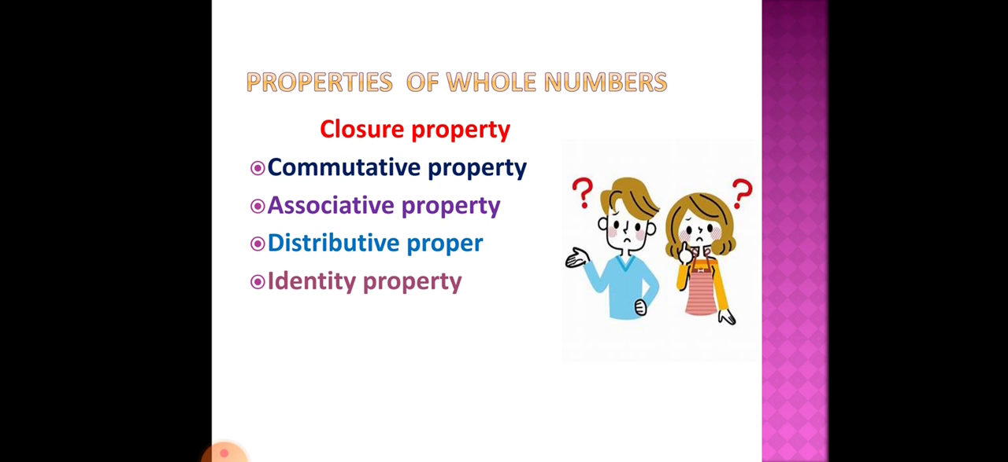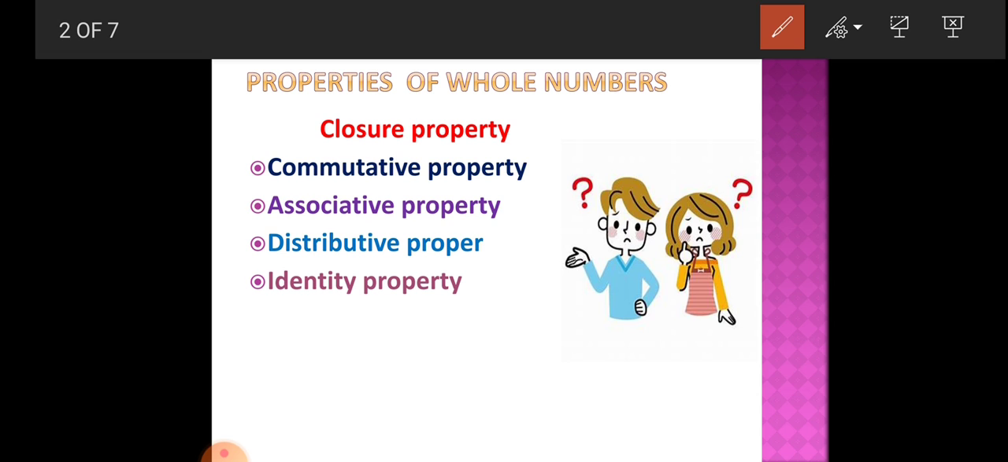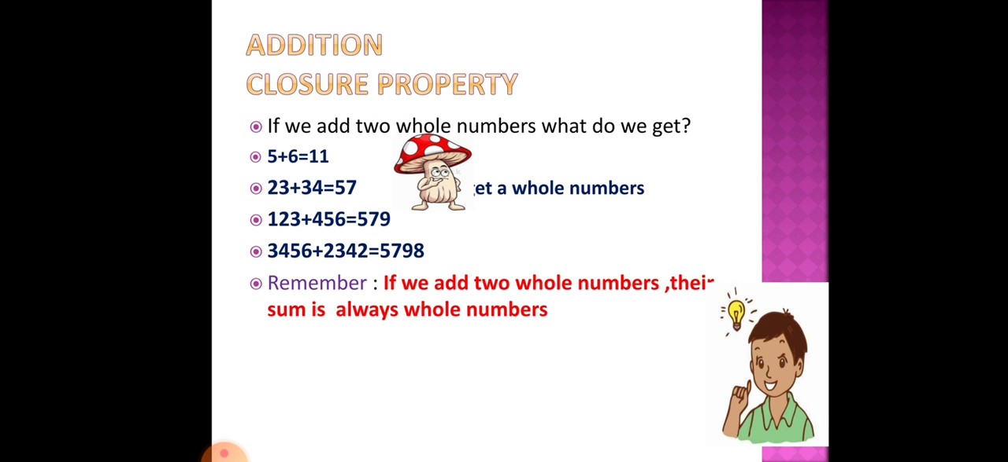Which properties? Closure property, commutative property, associative property, distributive property, identity property. First, we will discuss closure property. Closure property means, for example, the wheat seeds when sown produce wheat. Understood, students?